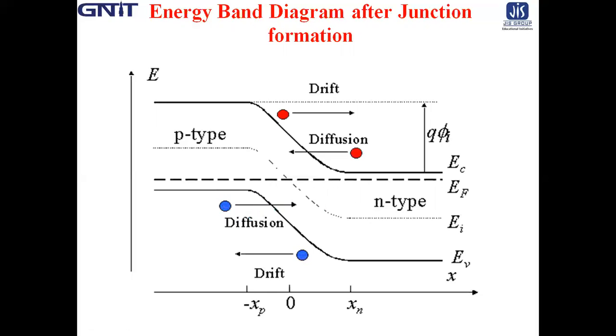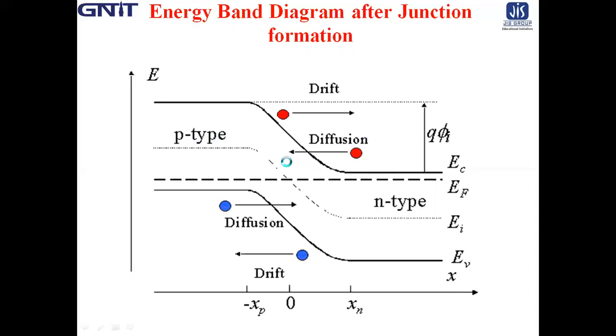Then electron diffusion current. See, this is the electron diffusion current from P to N region due to electron particle flow from N to P region.